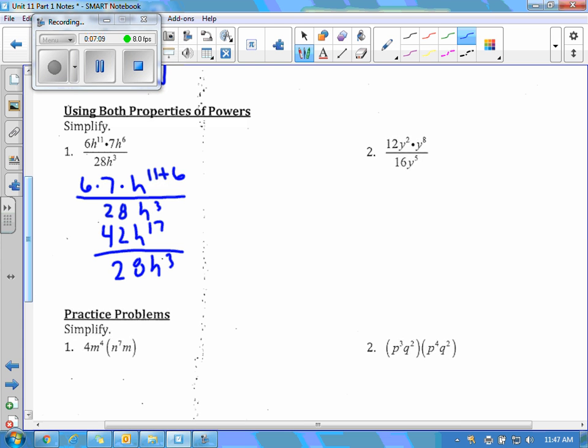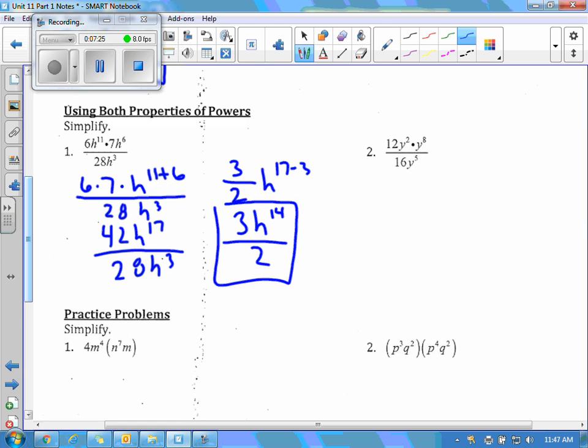Now I'm on my quotient property, so I need to simplify 42 over 28 first, which will reduce to 3 over 2. Then I have h to the 17 minus 3. I have 3h to the 14th over 2 as my final answer. 17 minus 3 is 14, positive, stuff on the top. We'll get into negatives in part 2.